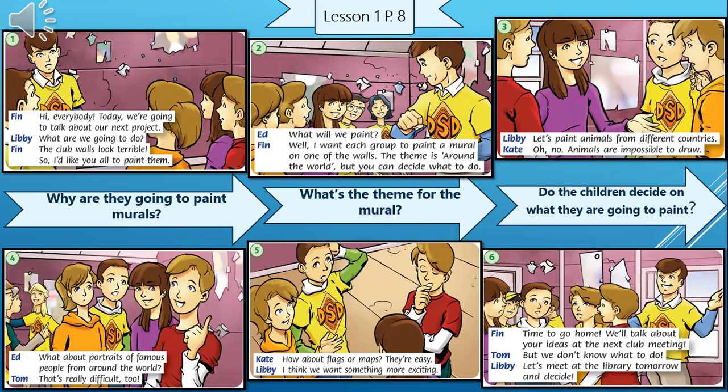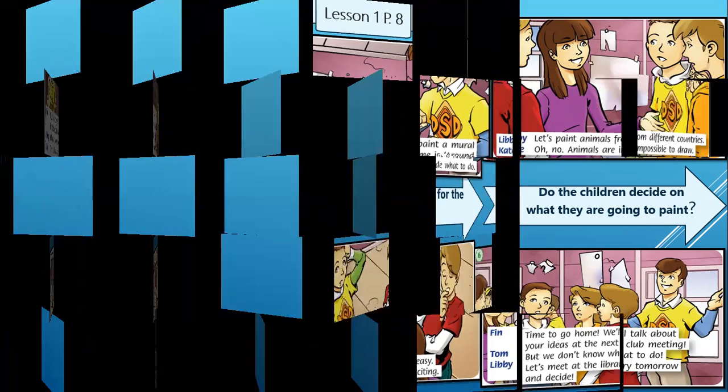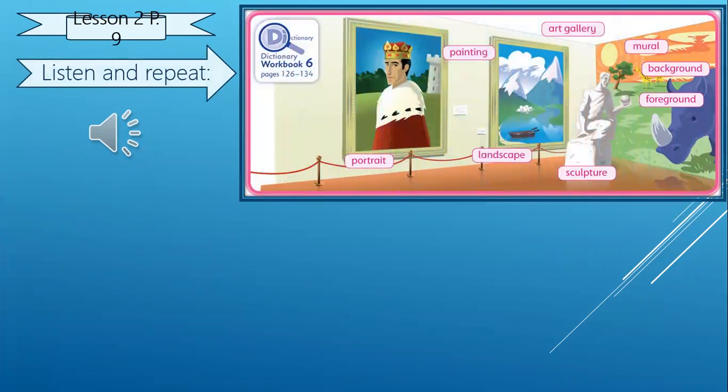Okay, and now after listening, let's move to lesson 2, page 9, student book page 9. Here, the vocabulary of this lesson. Look at these pictures and try to identify them. So now we are going to listen, then repeat the new words. Let's start. Listening 5. Listen and repeat.